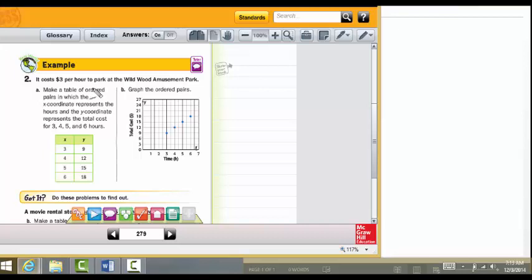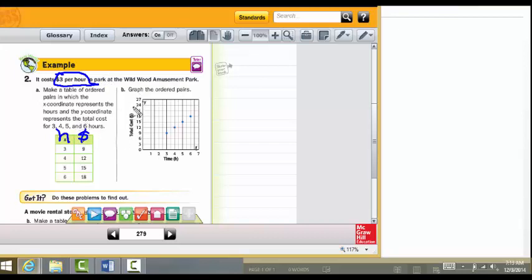It costs $3 per hour to park at the Wildwood Amusement Park. So our key phrase here is $3 per hour. They would like us to make a table of ordered pairs in which the x-coordinate represents the hours and the y-coordinate represents the total cost. So I'm going to put that on here right away. The x-coordinate represents hours, so if it was me, I would label that H. And the y-coordinate represents the total cost, so I'm going to put a $ sign here.